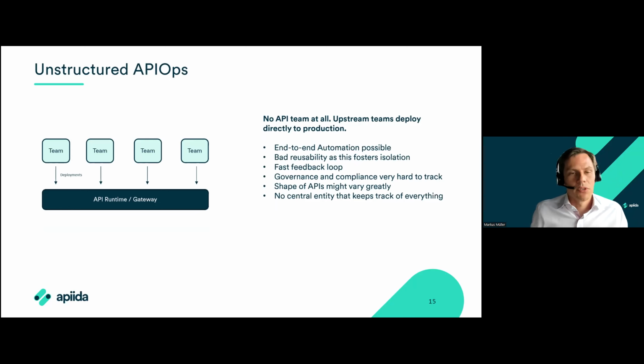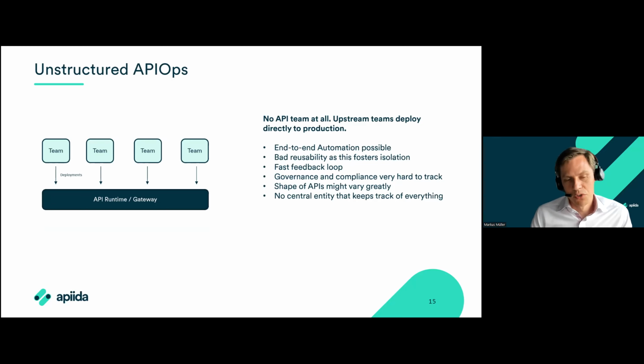So now you say, okay, I want to change something. I introduce APIOps, and you just say, okay, you build it, you run it. Every team is responsible itself, and you take out all of the API team. You take out all of that middle layer. And what you gain now is you can do end-to-end automation because the upstream teams basically know everything about their service. They know everything about the problem domain. So they can create the configuration as they see fit.